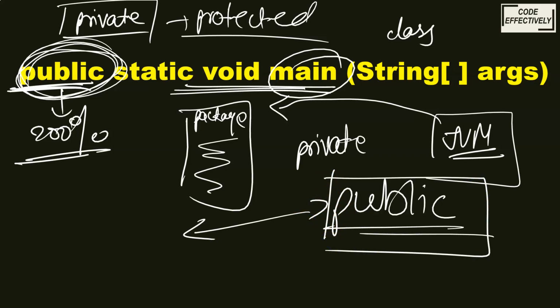And it is important, else your program won't be executed at any time. JVM won't be able to execute the program. Then if you're not able to execute the program, then what is the use of creating the program? That's why it is necessary for public static void main to be public.